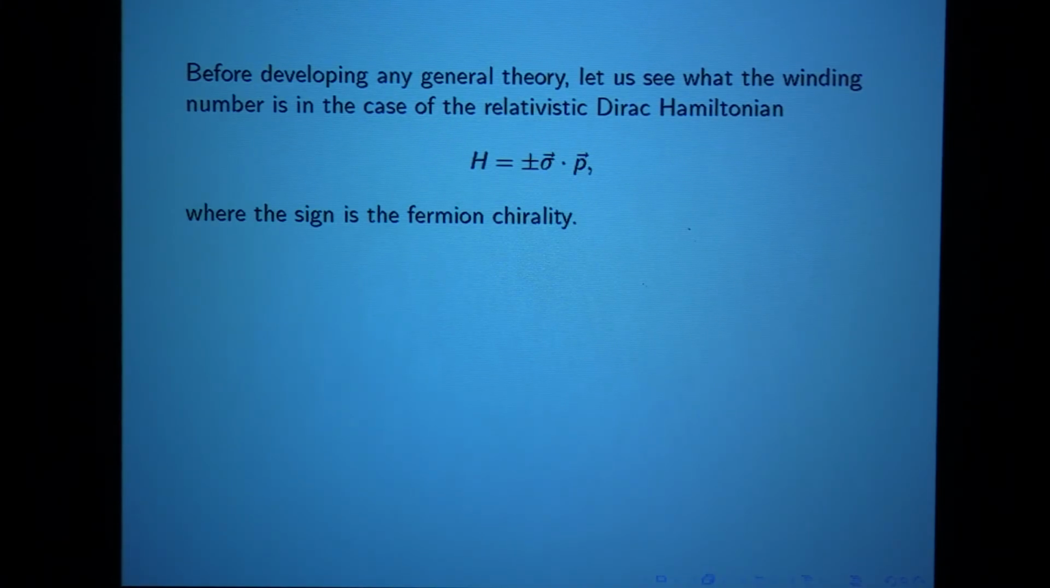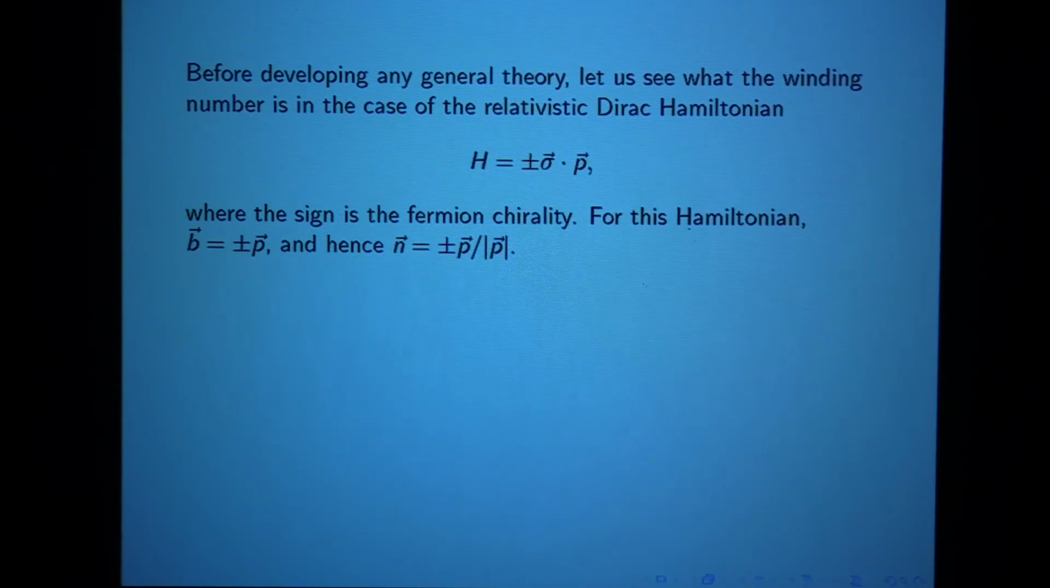So before developing any general theory, let's see what the winding number is in the case of the relativistic Dirac Hamiltonian, where the sign is the fermion chirality. So let me proceed and then see if you have questions there. Let me finish with this derivation, and then we'll answer questions about it.